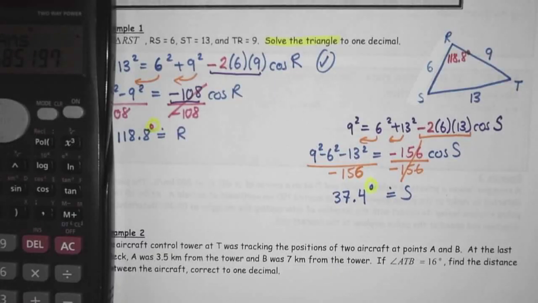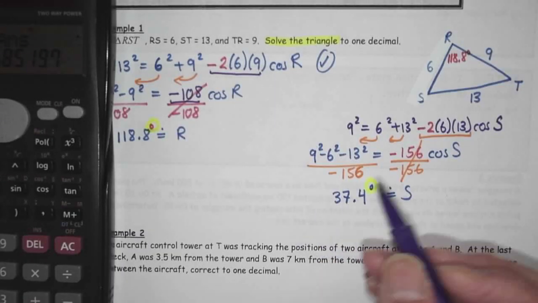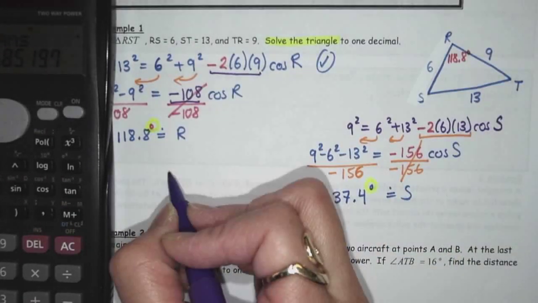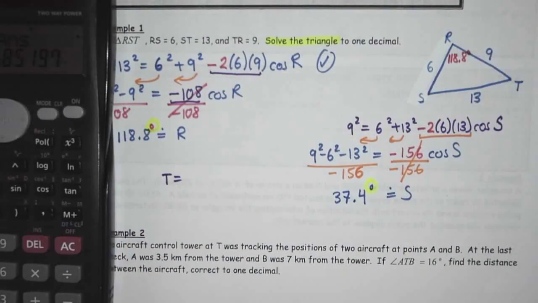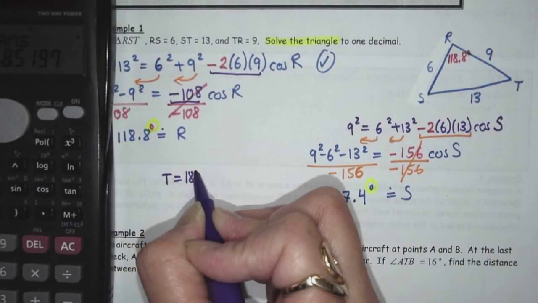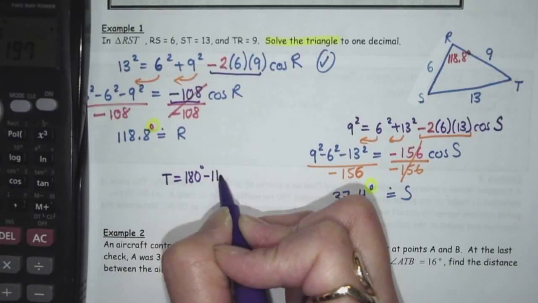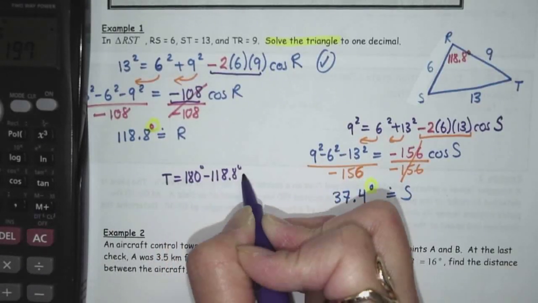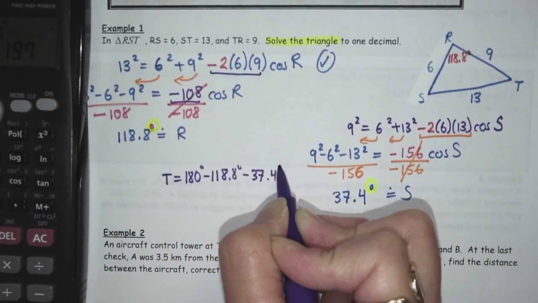And then for the last angle, which am I looking for? T. I'm just going to do 180 minus. So 180 minus 118.8 minus 37.4 degrees.